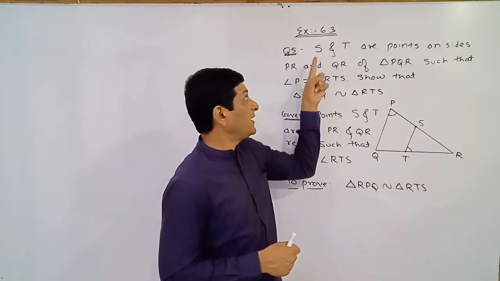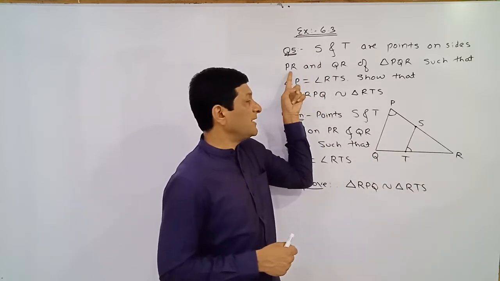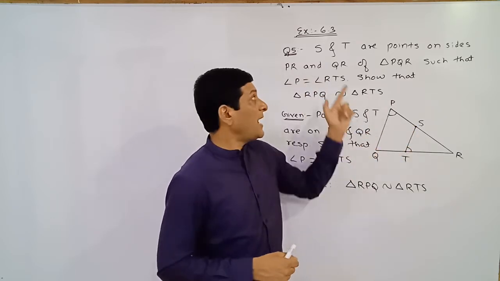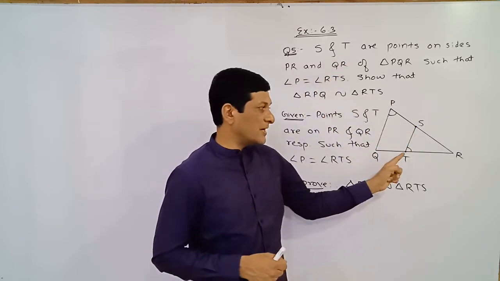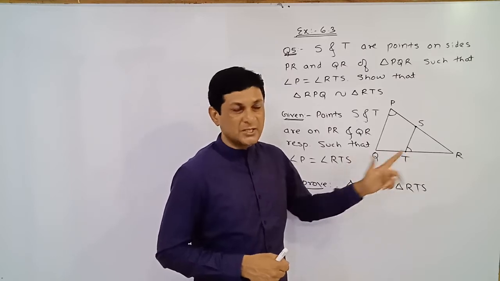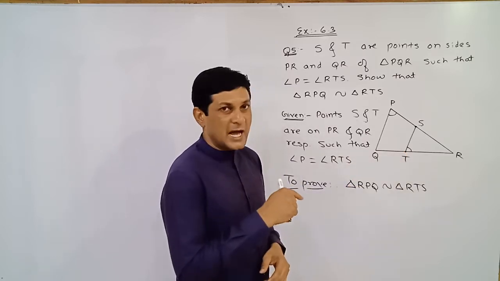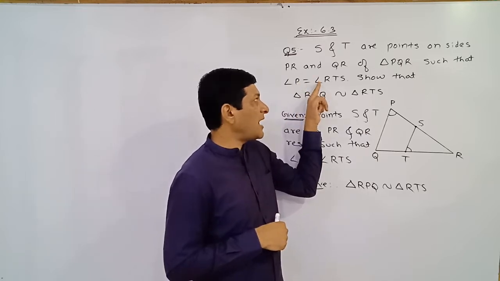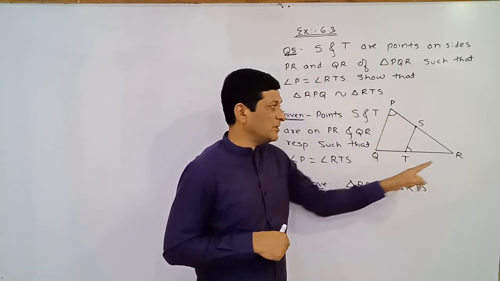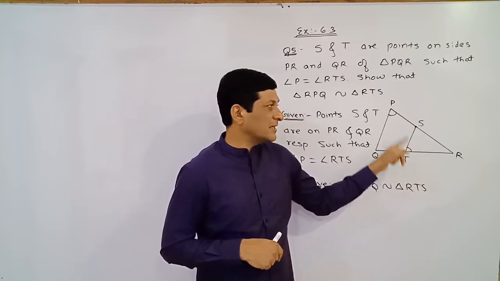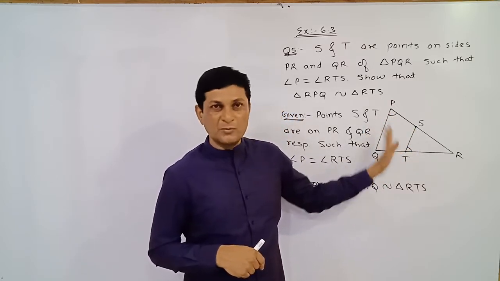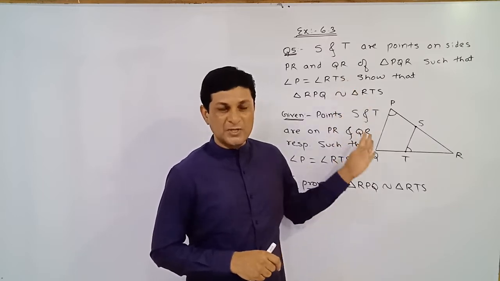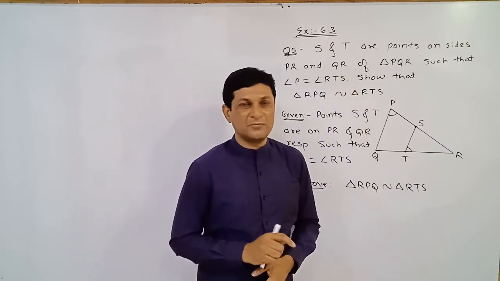We have taken a point S. S is a point on which side? PR. So we have taken one point S on side PR and one point T on side QR. These points are taken in such a way that angle P is equal to angle RTS. So these two angles are already equal. We have shown this in the figure. The figure is not given in the example, so using the given condition we have constructed the figure.